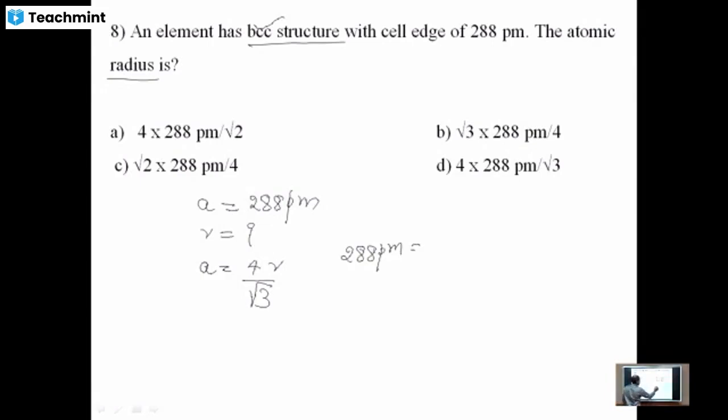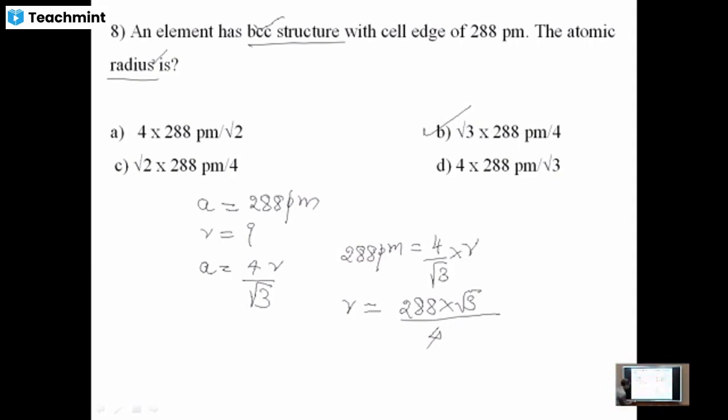A is given, it is 288 picometer. It is equal to 4 by root 3 into R. We have to calculate radius. Therefore, radius is equal to 288 into root 3 divided by 4. So this option is root 3 into 288 picometer divided by 4. So the right answer is B.